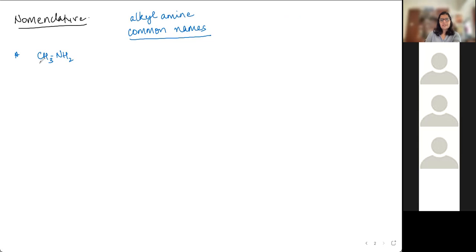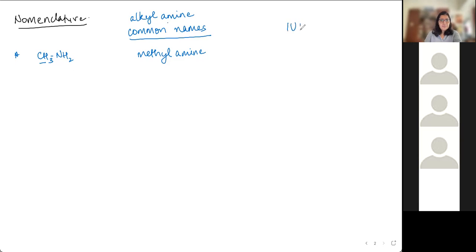Here the methyl group is attached to NH2, so this will be methylamine. Similarly, you have ethylamine, butylamine, isopropylamine. And if you have multiple, like if it's a secondary or tertiary amine, you just list them all one by one, like ethyl methylamine, butyl ethylamine. So it's just alkyl amine, and if there are multiple alkyl groups, you list them that way.